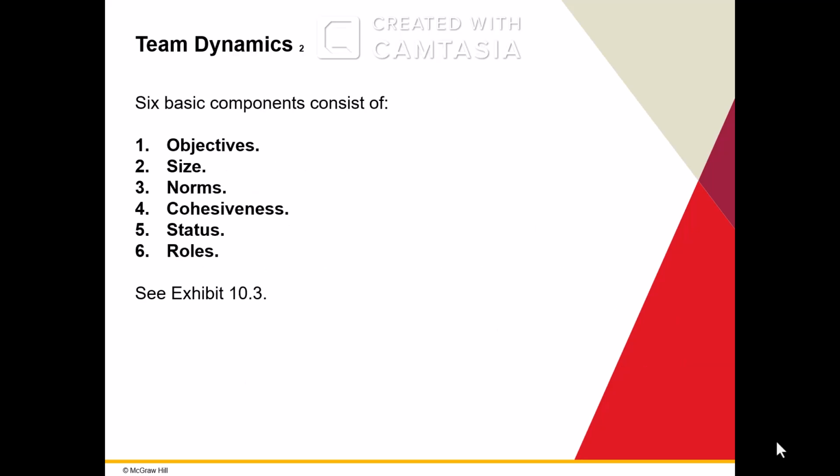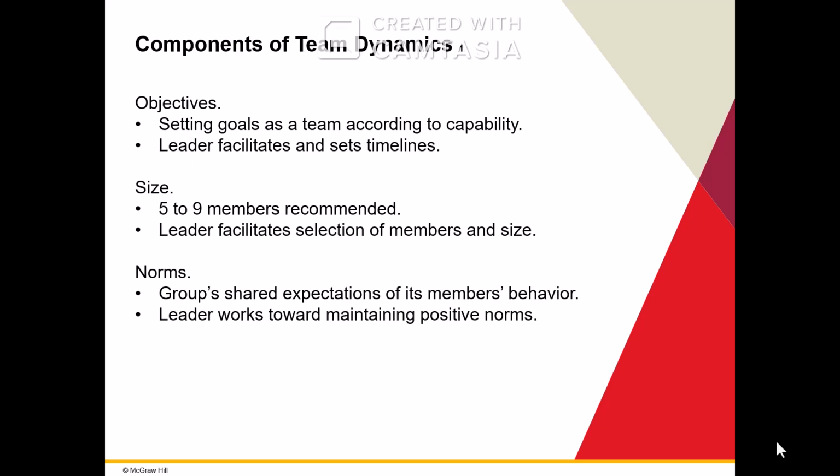Now we have team dynamics. The 6 basic components consist of what? Objectives, size, norms, cohesiveness, status, and roles. So these are the 6 basic components of dynamics: objectives, size, norms, cohesiveness, status, and roles.